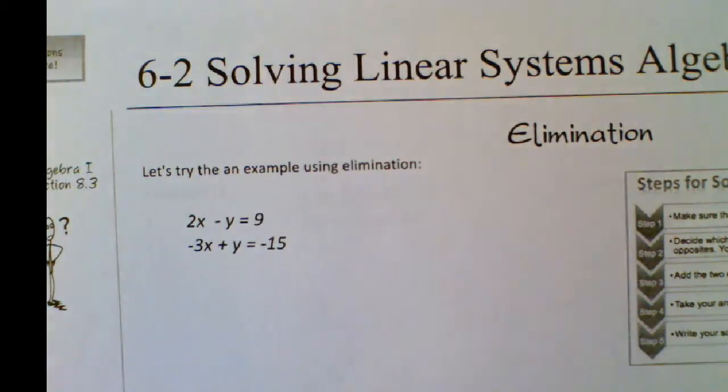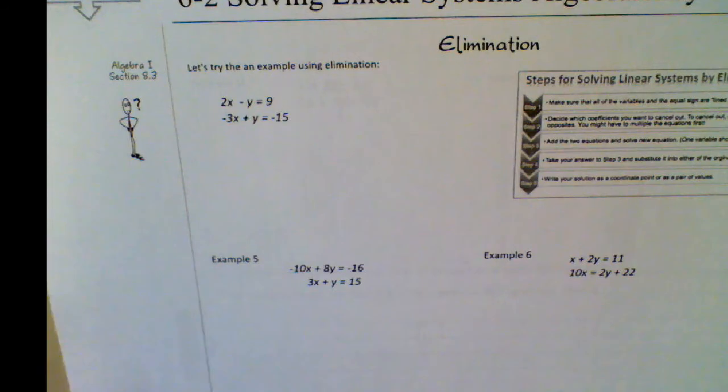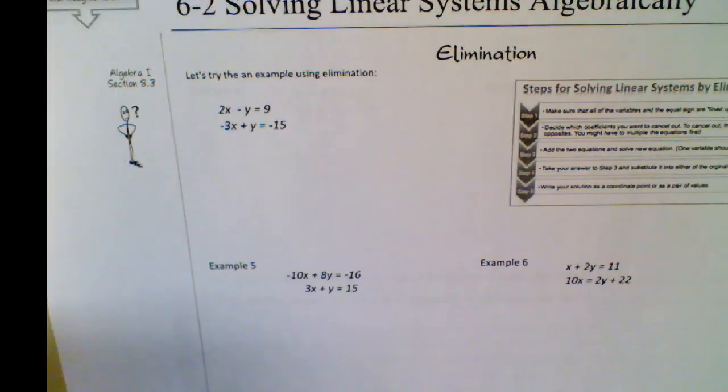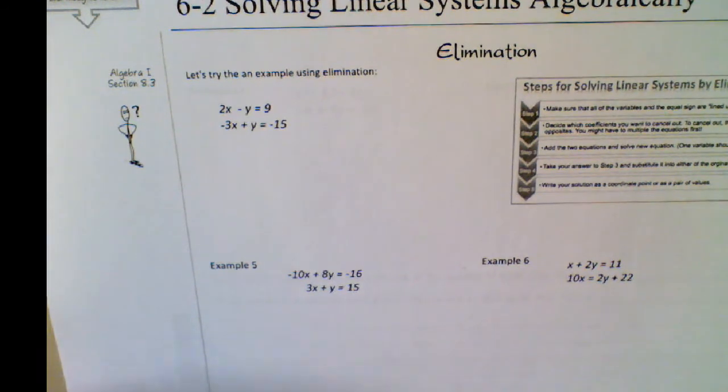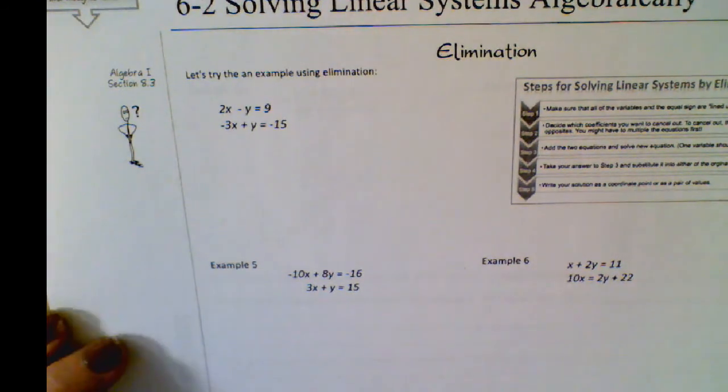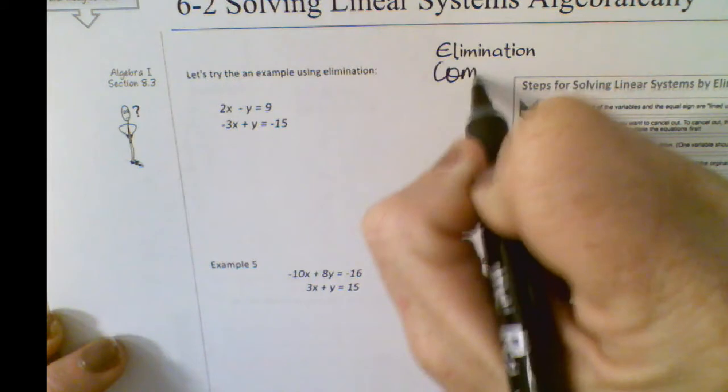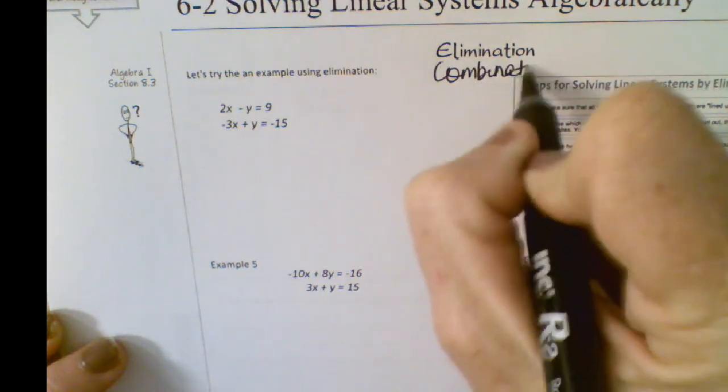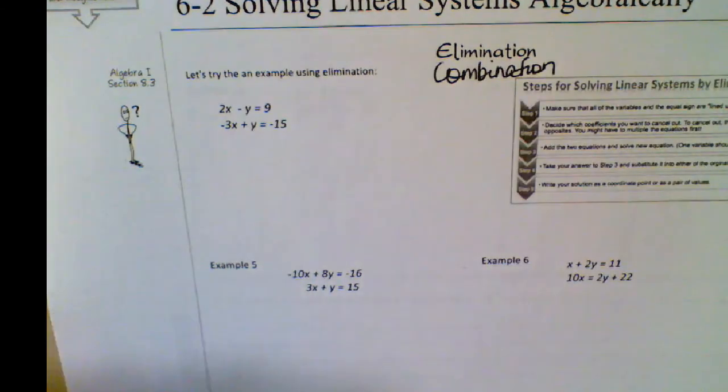Okay, so that first section was solving linear systems by substitution. Now we're getting into elimination, which frankly is my preferred method. I think it's much easier, much more straightforward. And what you're actually doing, sometimes this will be called combination also. It's really both combination and elimination. It's combination with the goal of eliminating one of your variables.